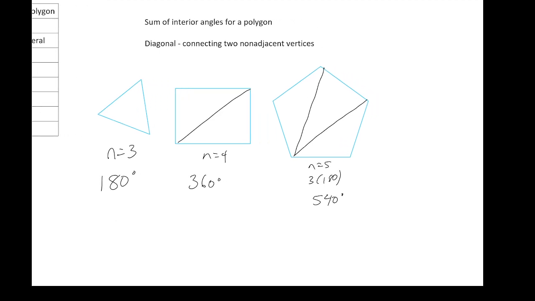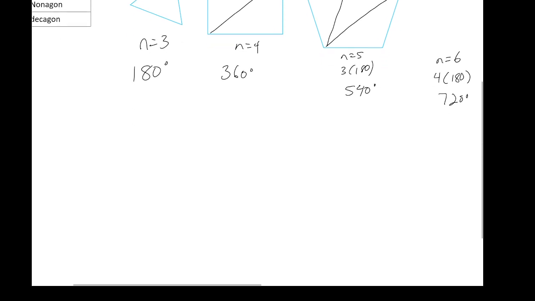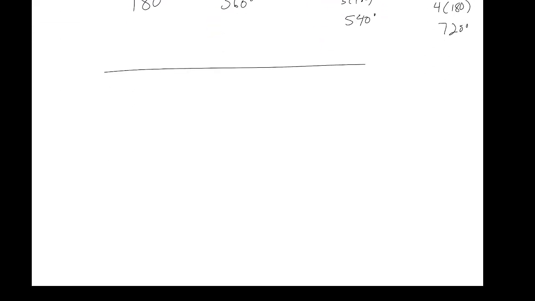Now, I'm not going to even draw the 6-sided figure, the hexagon. We just know if n is equal to 6, it's 4 times 180 more than 540, or 180 times 4, which is going to be 720 degrees. All right? So, question being, if I had n being equal to 10 for that decagon, what's going to be the interior angle sum? How do we get that?